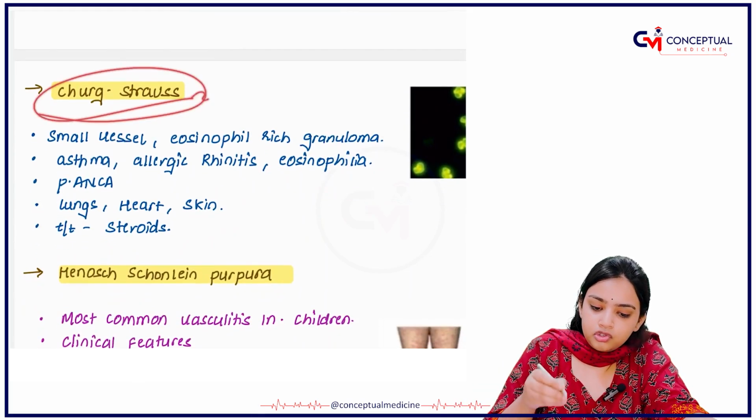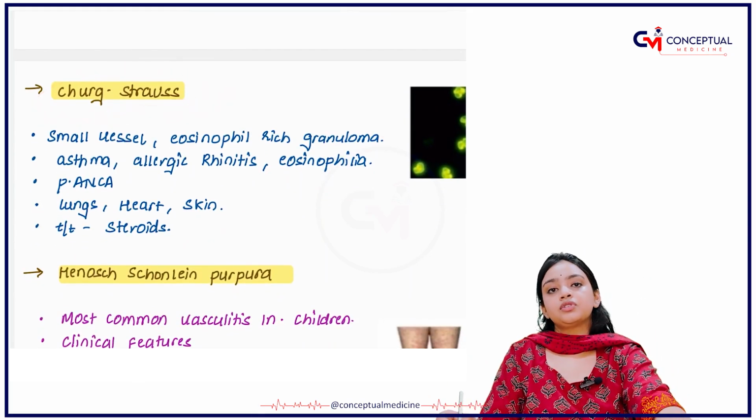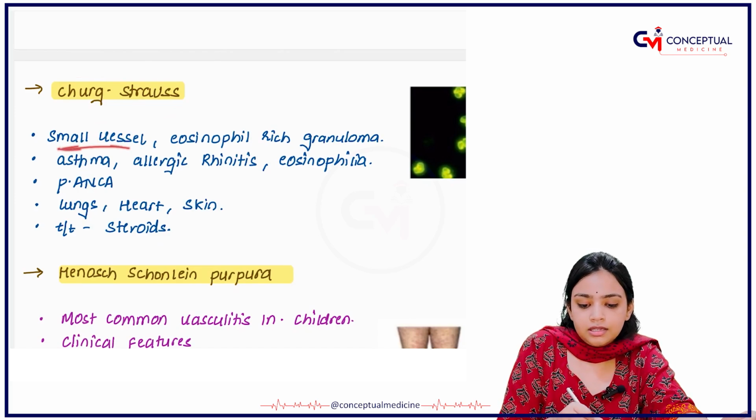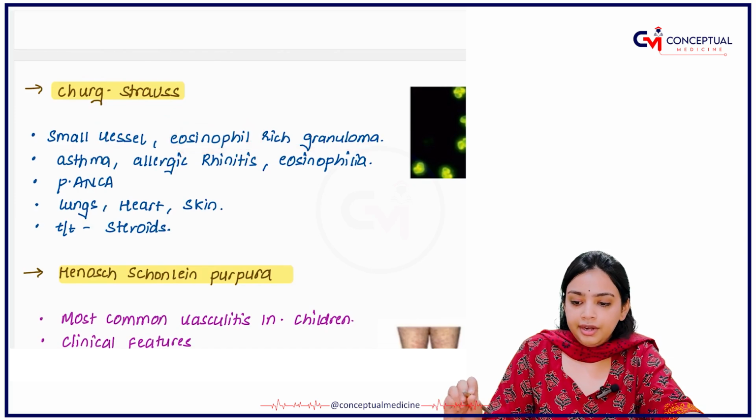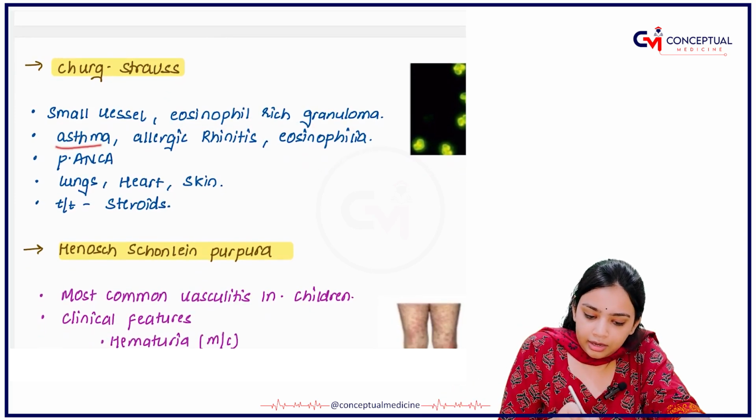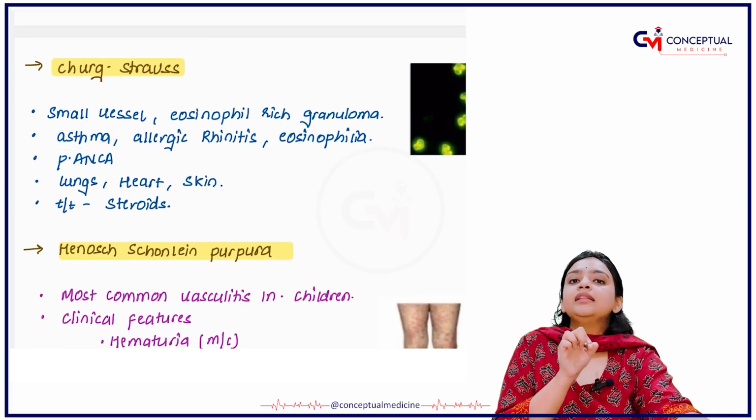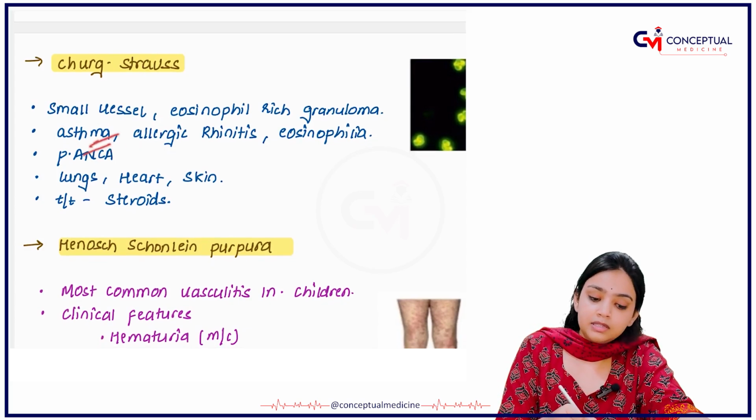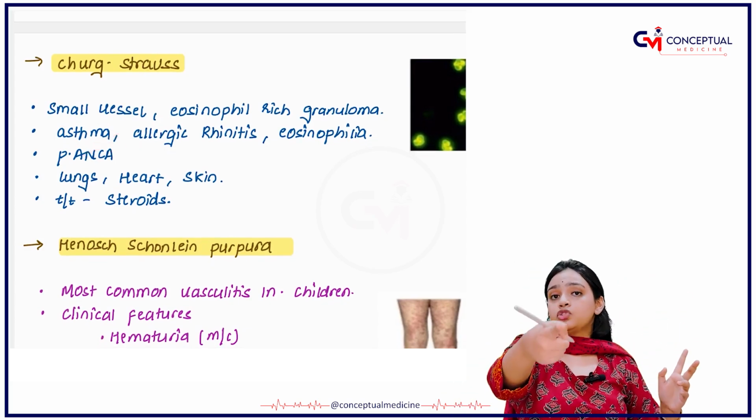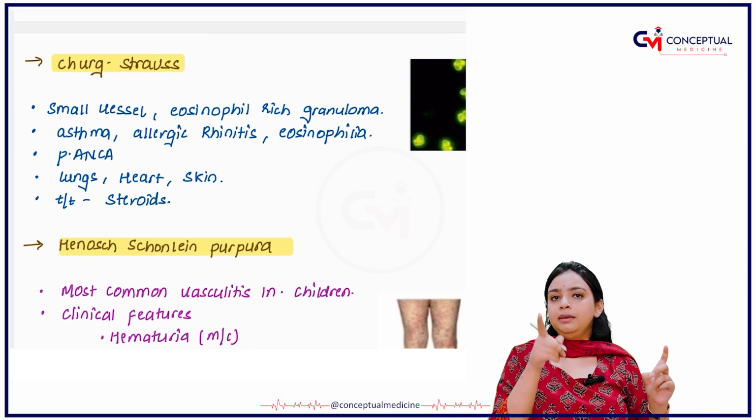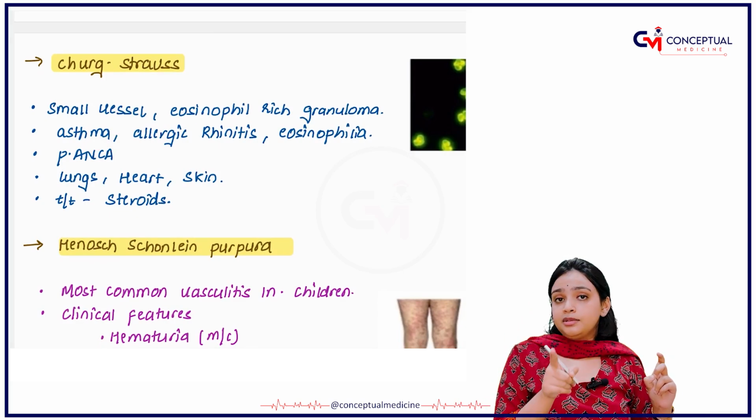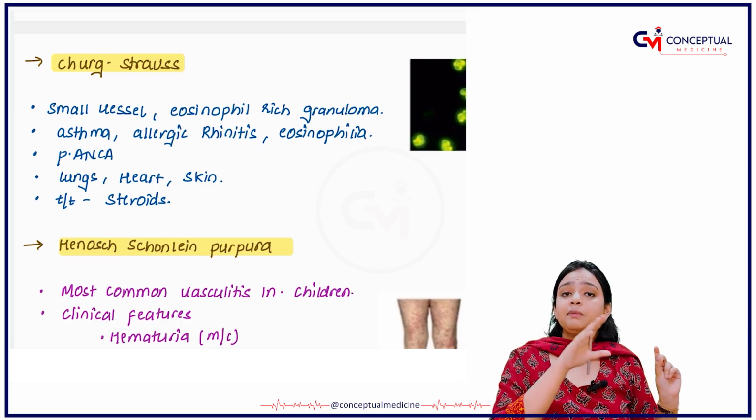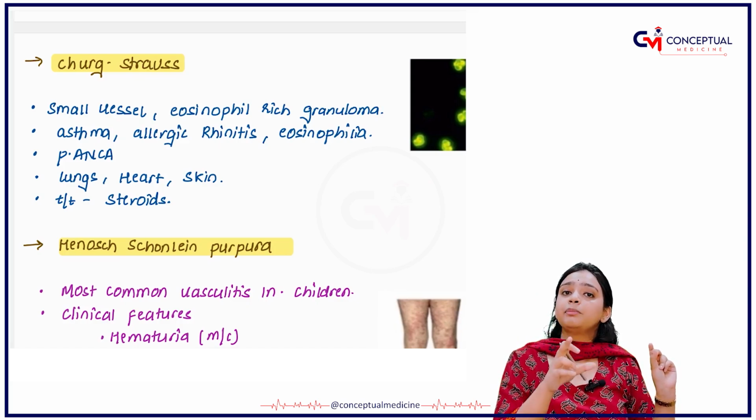Next you have is the Churg-Strauss syndrome. It is a small vessel is involved and the eosinophil rich granulomas are involved. Clinical features are, it is mainly seen in the patient of asthma because it is associated with allergies. And which type of immunoglobulin you are able to see in the patient of asthma, and also tell me which type of hypersensitivity reaction you are able to see in the patient of asthma.